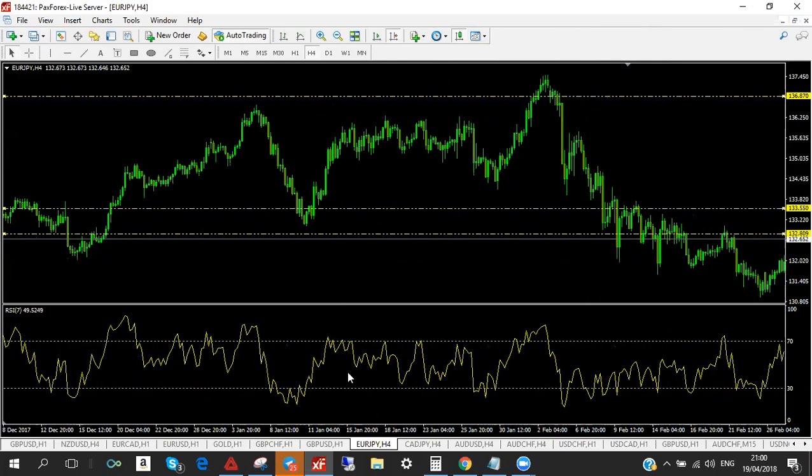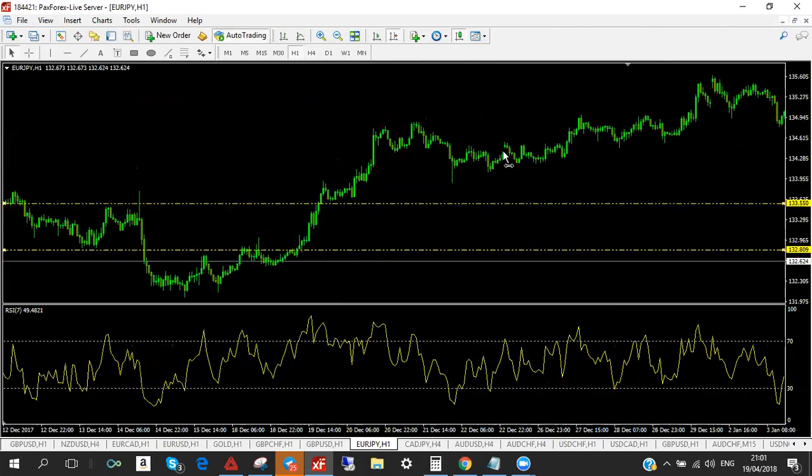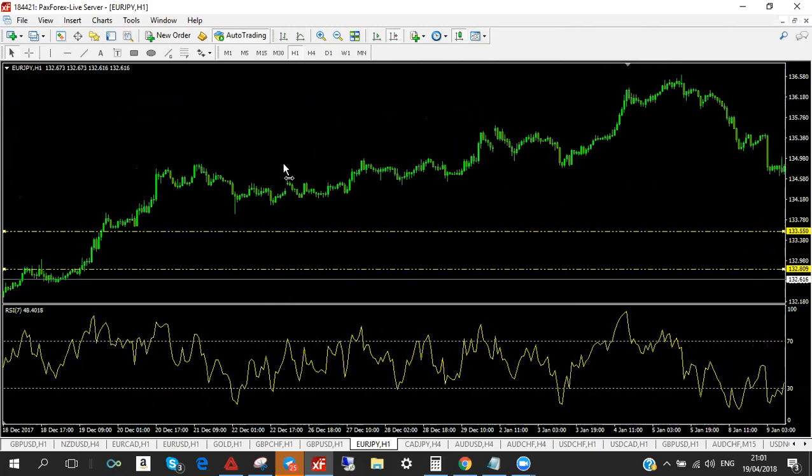And then check it, you got a lot of lateral movement here. So probably not a good area to trade in. I mean, this is H4, but if you come down to H1, you could probably still make some money in that section.